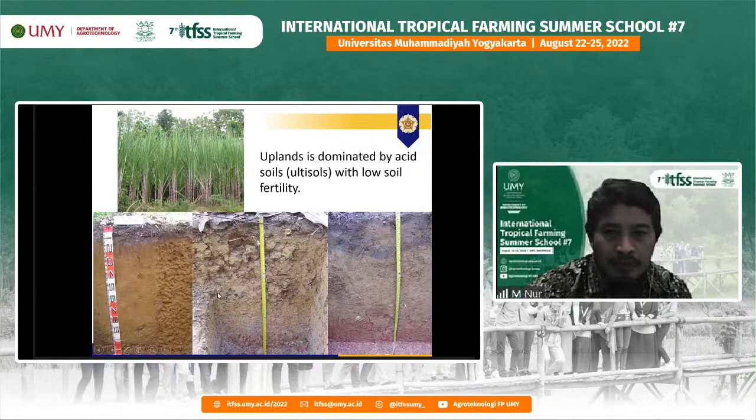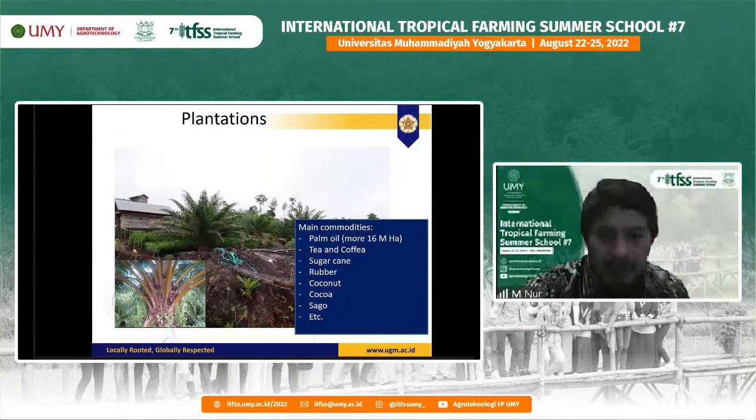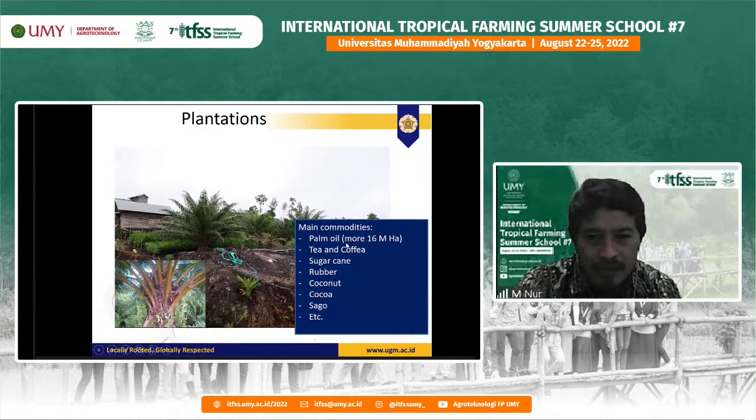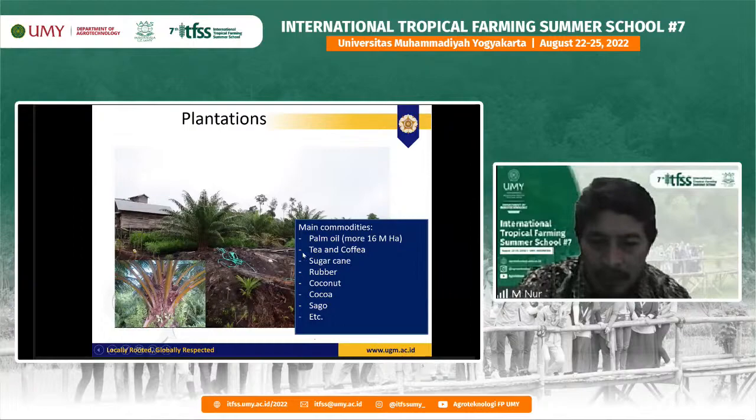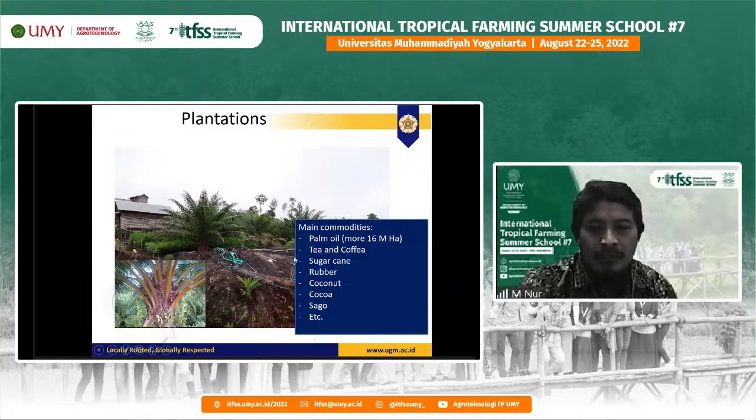Low soil fertility. And we found also in this area, usually we use it for plantation. So in this area, we mentioned this one is palm oil. We have 16 million hectares, the widest in Indonesia. And also the others are tea and coffee, then sugar cane, rubber, coconut, cocoa, sagu, etc. This one is the main commodity in Indonesia.